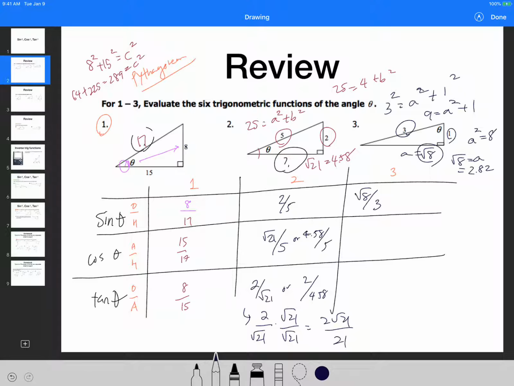Your cosine of theta would be 1 over 3, and your tangent of theta would be root 8 over 1, which is the same thing as saying root 8 here. Because your angle is up here, which means your opposite side would be the root 8.